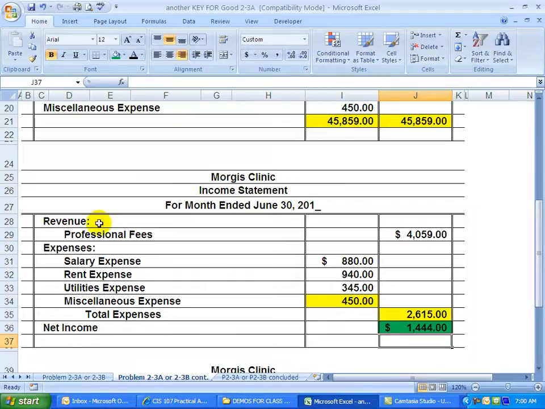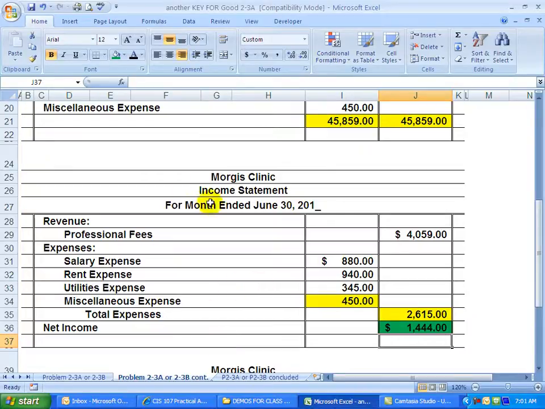So revenue is the first category. We indent and we list it. If it's just one, it goes over here. Expenses is the second category. We're going to indent, list them all in here, have our total expenses, and put them over in this column so we can subtract expenses from revenue to get our net income.